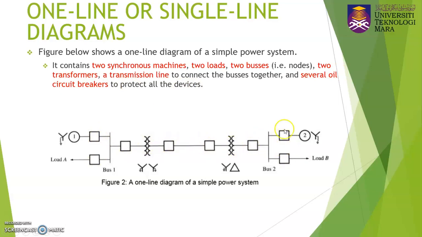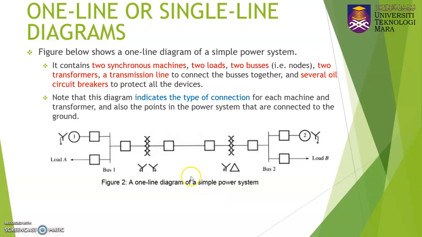The purpose of the circuit breaker is to protect each of the devices. So this device is protected by this circuit breaker, and this load is protected by this circuit breaker. The same goes for this circuit breaker and this circuit breaker. Basically, the power transformer is protected by this circuit breaker and also this circuit breaker.